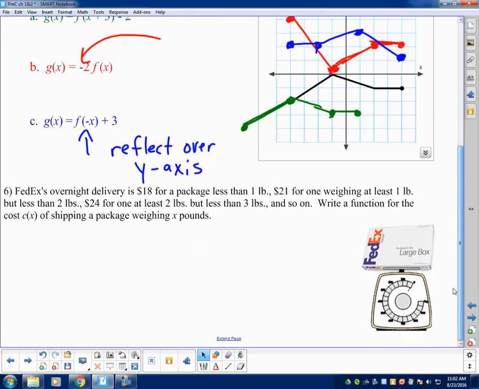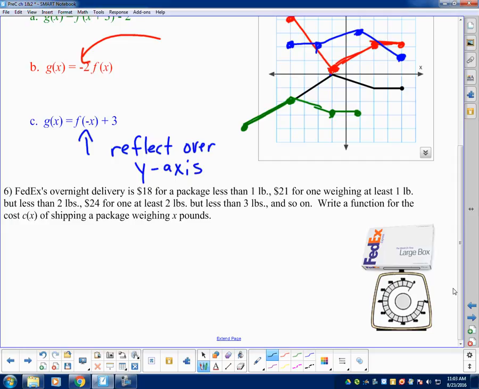All right, last one here. It says FedEx's overnight delivery is $18 for a package less than 1 pound, $21 for one weighing at least 1 pound but less than 2 pounds, $24 for one at least 2 pounds but less than 3 pounds, and so on. Write a function for the cost, C of x, of shipping a package weighing x pounds.